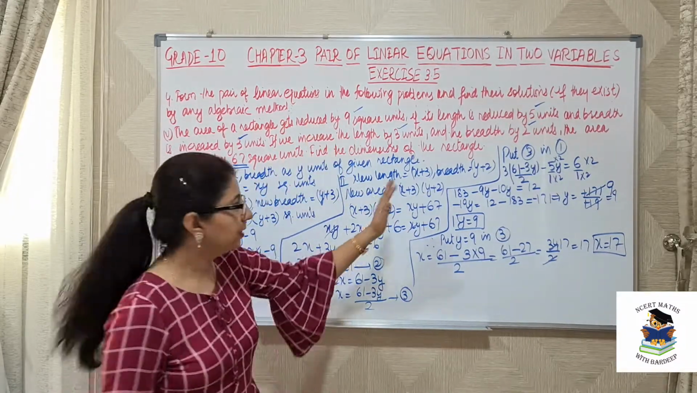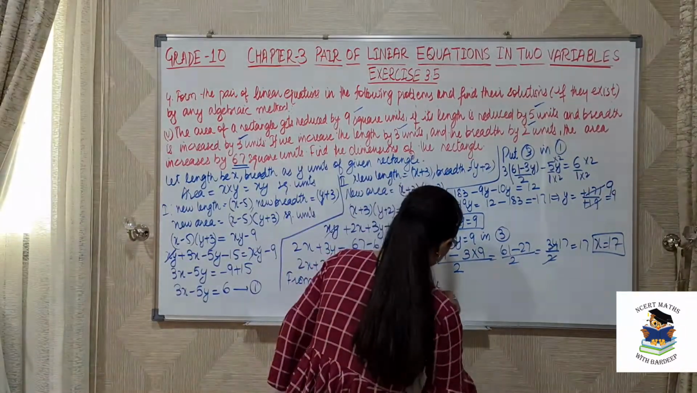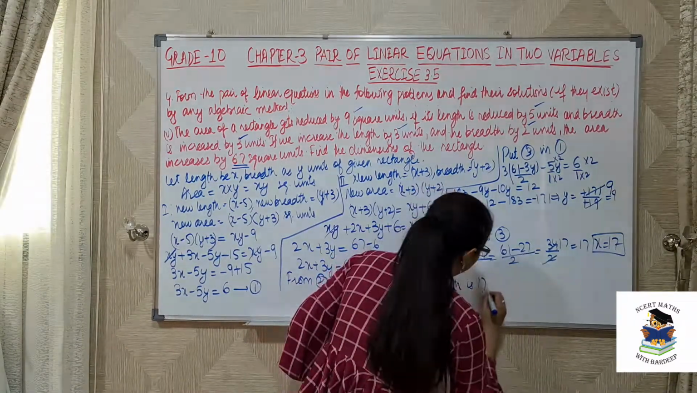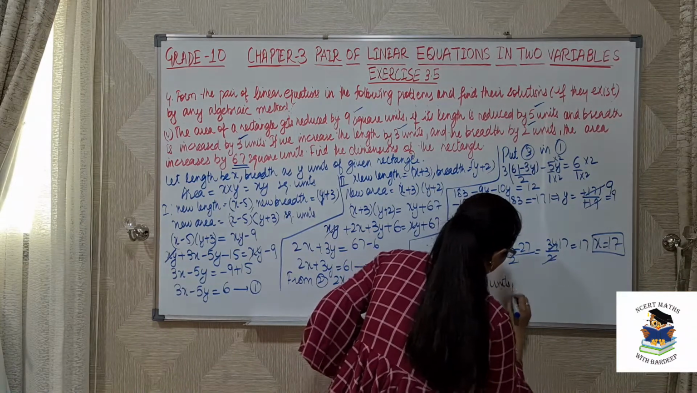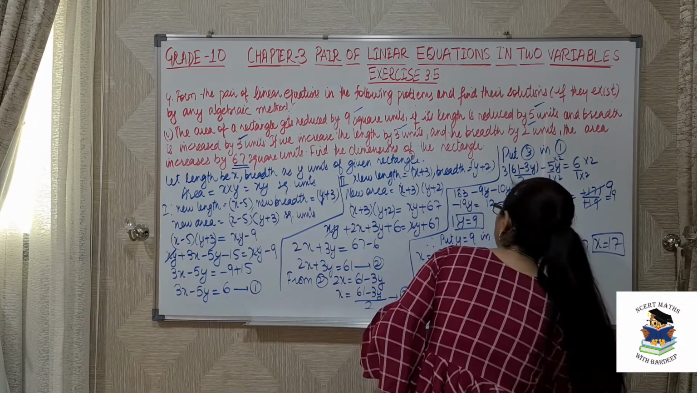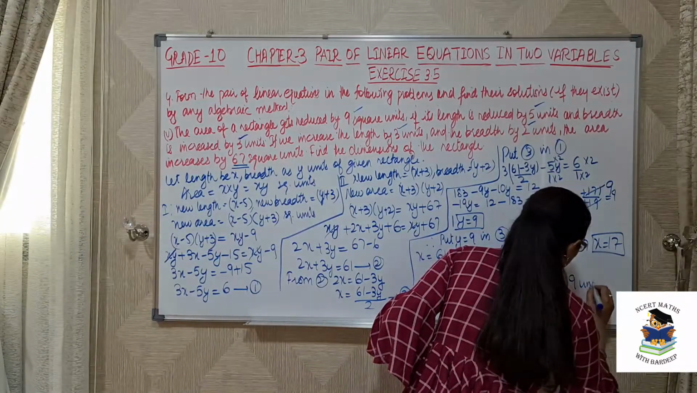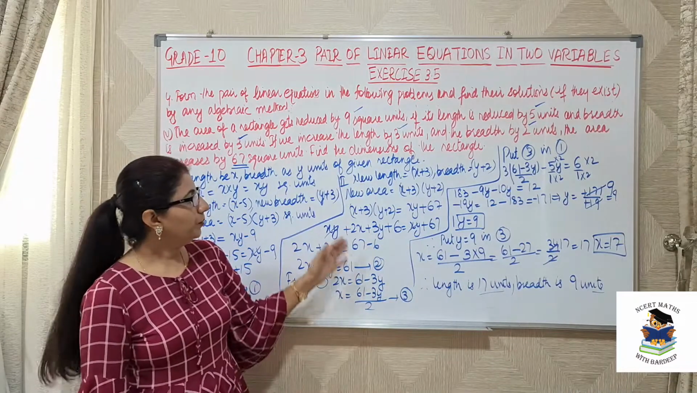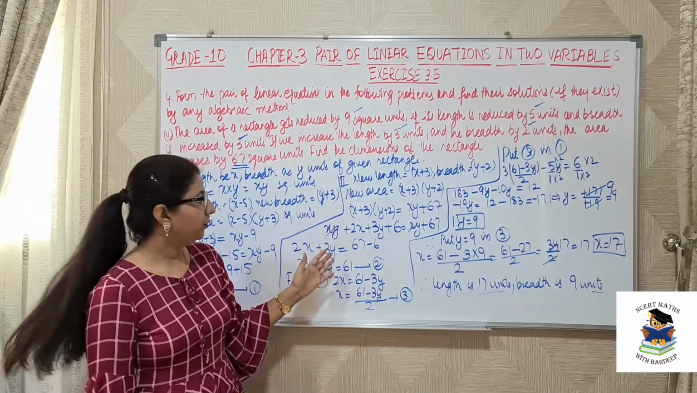So in the last we will say what is x and y? That is length and width. Therefore length is x, that is 17 units, and width is y, that is 9 units. Okay. So I hope now you understood how to solve this type of question.